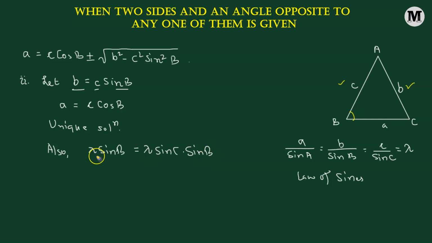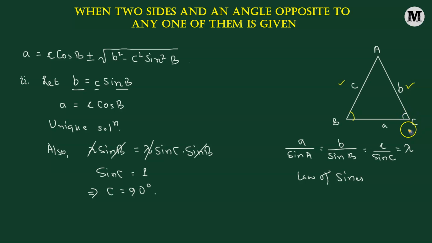Now clearly what we can see here, lambda gets factored out from both sides, also sine B gets factored out from both sides, and that leaves us with sine C equals 1. Now what does it mean when we say sine C equals 1? This implies that C must be equal to 90 degrees. This means that in this case, whenever B equals C times sine of angle B, we have a unique solution, a single solution, and also we have a triangle which is right angled at C.